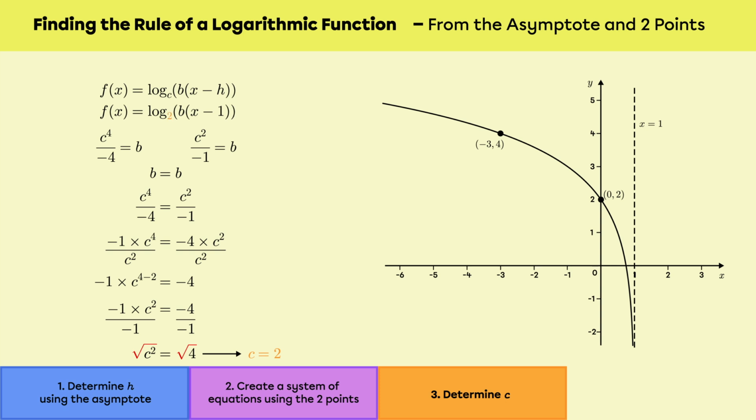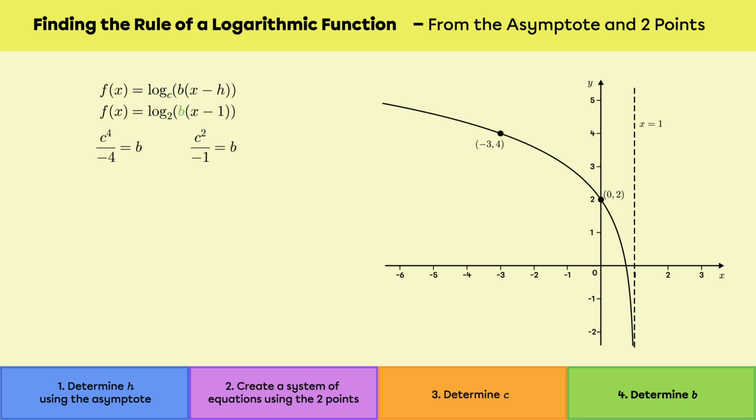Replace this value in the rule. Only parameter b is left to be determined. We can use either one of the two equations formed earlier. So let's take the second one. Replace c with 2 to get 2 squared divided by -1. When we reduce it, we get 4 over -1, which is -4. So the value of b is -4.